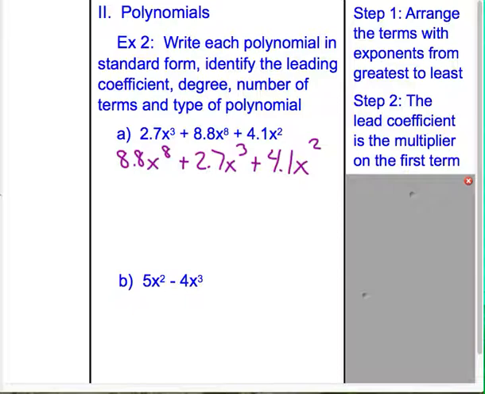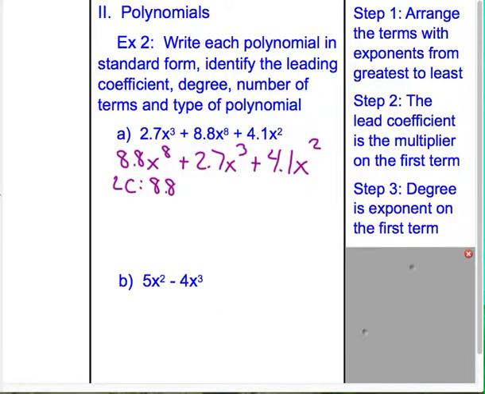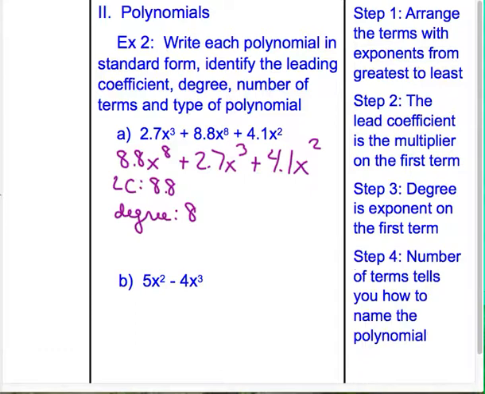And then answering the other questions, identify the leading coefficient. Remember, that's the coefficient of your term with the highest power. So my leading coefficient is 8 and 8/10. Then we're looking at the degree. Remember, the degree is the exponent on the first term once it's in standard form, or the highest power. So my first term has a degree of 8. Number of terms, just count. We've got 3 terms. So when we're naming our polynomial, it is an 8th degree trinomial because it has 3 terms.